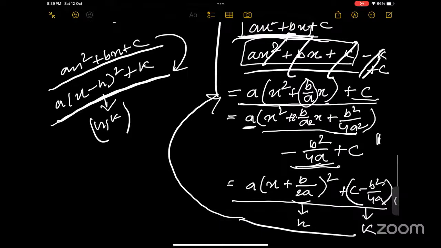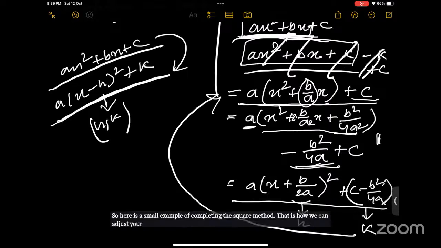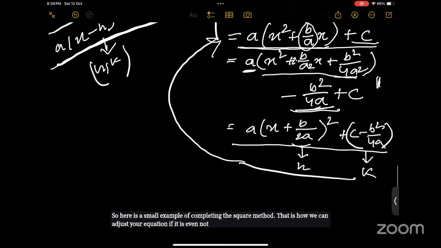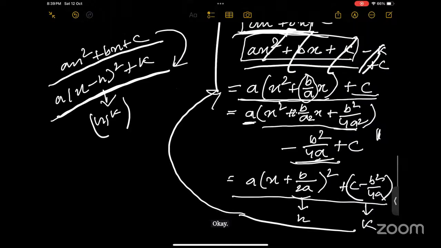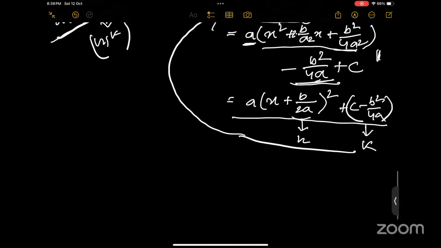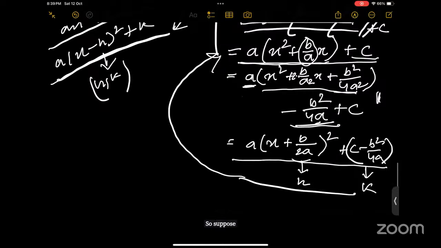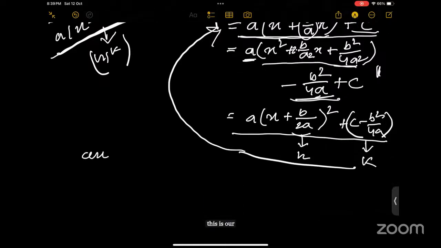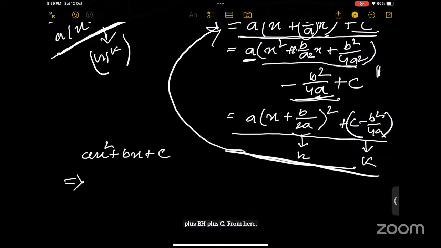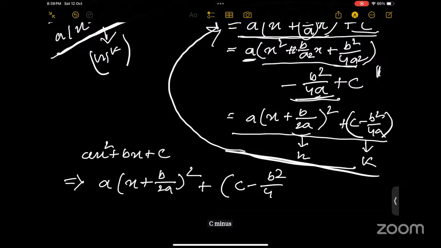So here is a small example of the completing the square method. That is how we can adjust our equation if it is not a perfect square. Suppose this is our equation, x squared plus bx plus c. From here we can express the equation as x plus b by 2a squared plus c minus b squared by 4a, right?